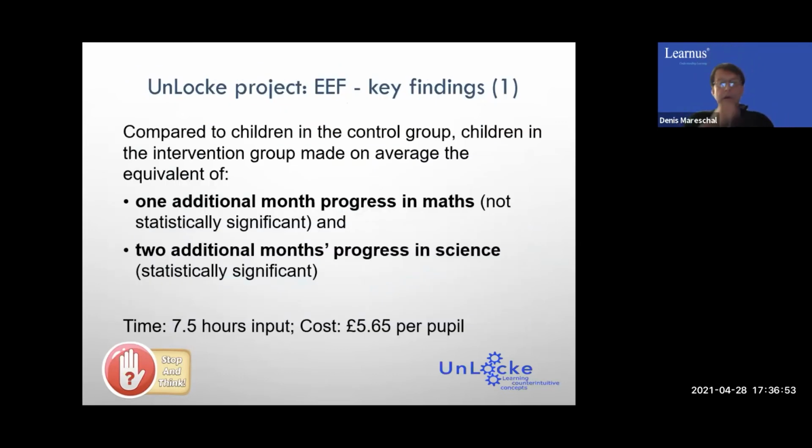Okay, so what we can say, as I said before, is that relative to the control groups, the children in the Stop and Think intervention benefited by 1 additional month's progress in maths, although not quite statistically significant, and 2 additional months' progress in science, which was statistically significant. But if you think about that in terms of the investment, it really comes out to something like £5, less than £6 per pupil, and only 7.5 hours input. So, 1 or 2 months progress with 7.5 extra hours of input is really quite a good return. I should say this is not extra in terms of adding on to the curriculum, but rather it's embedded within the existing hours of practice and so forth.